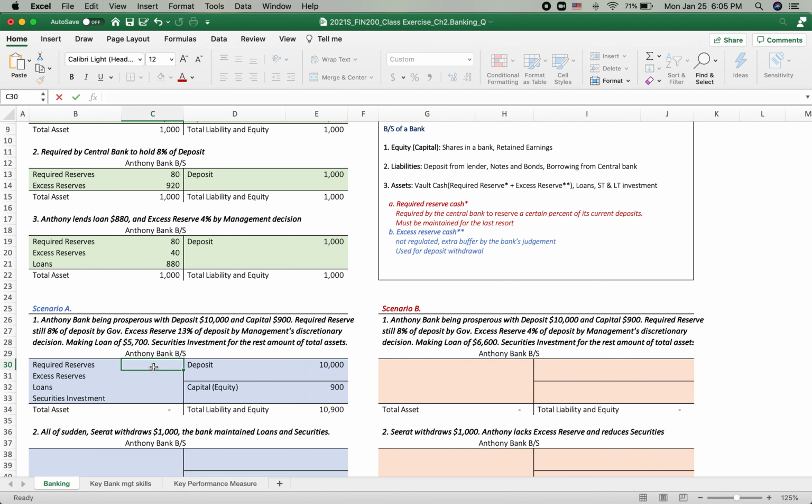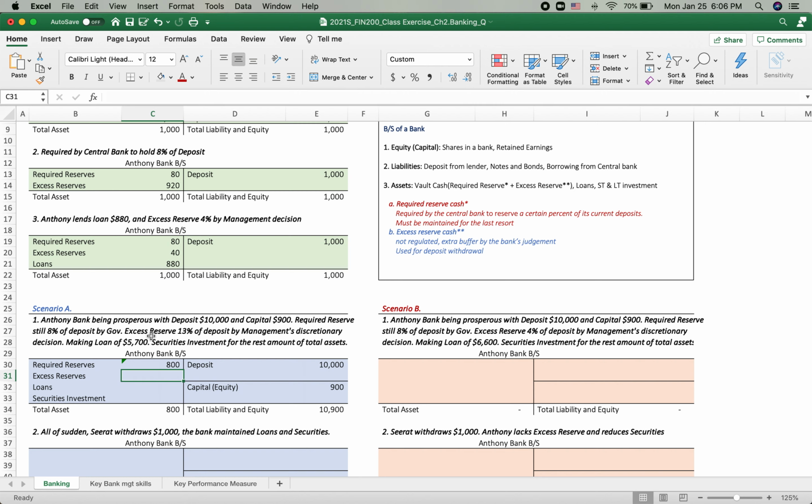Required reserve, you remember 8% required by the government. So always the starting point is 8%. So 8% times the $10,000 deposit. The required reserve now should be increased from 80 to 800, because the bank now got more liability from the deposit, $10,000. So 800.